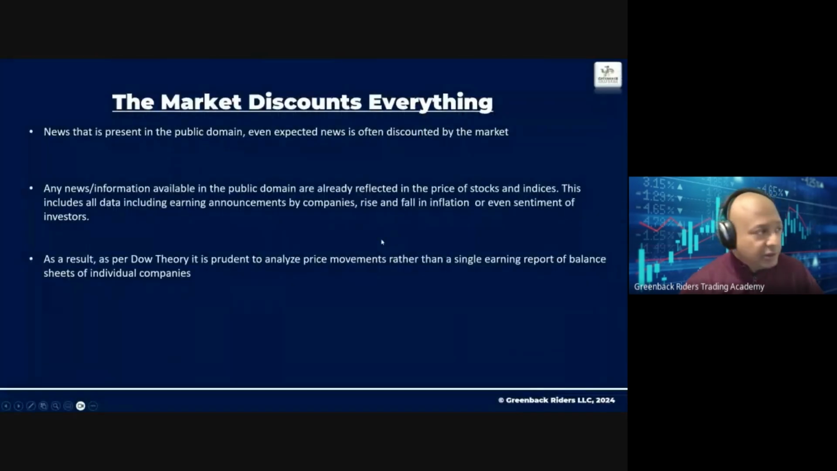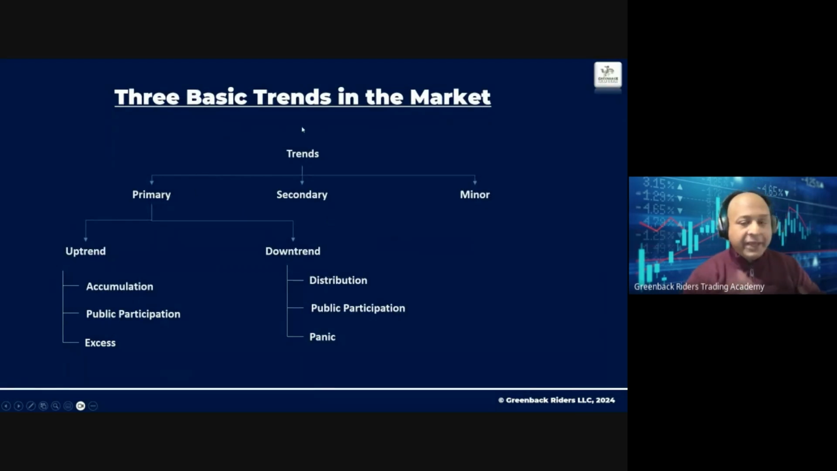Okay, let's move on. So, based on the Dow theory, there are three basic trends in the market. One of the trends is the primary trend, which is a trend that goes on for years together. Then there is a secondary trend, which we call a correction or a pullback. This normally stays somewhere around 3 weeks or more. And then there are minor fluctuations, which are the intraday fluctuations happening to the prices. But these minor fluctuations are not a part of the Dow theory.